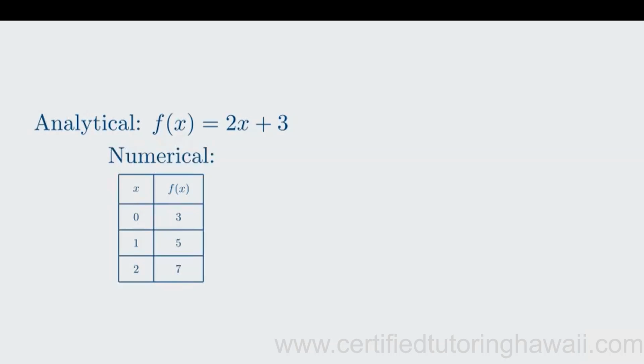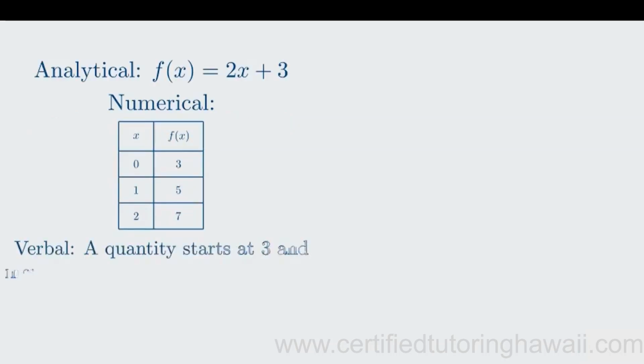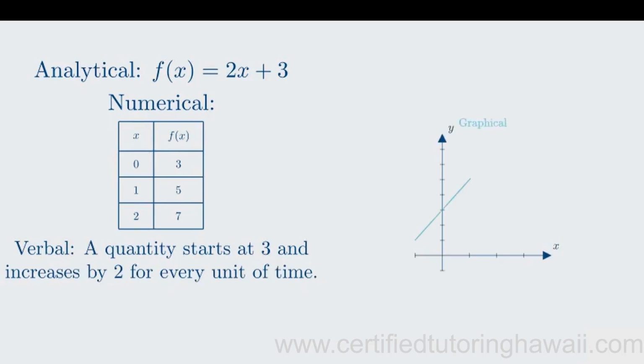Look at the analytical form, the equation f of x equals 2x plus 3. This is great for precise calculations. Now, look at the numerical table. It shows us specific data points, which is often how we collect information in science or business. The verbal description gives us the context, the story behind the numbers, starting at 3 and increasing by 2. And finally, the graphical representation allows us to see the overall trend and behavior at a glance.